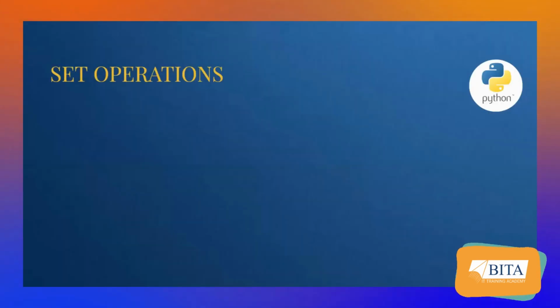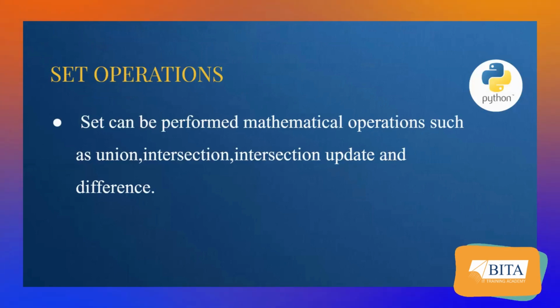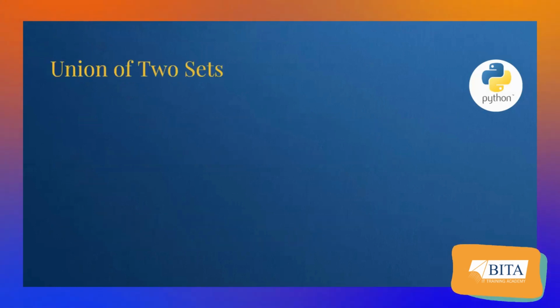Today we are going to discuss what is set operation. So in set we can have multiple mathematical operations: union, intersection, intersection update and difference. These operations can be done with an operator or a method. First we will see what is union.